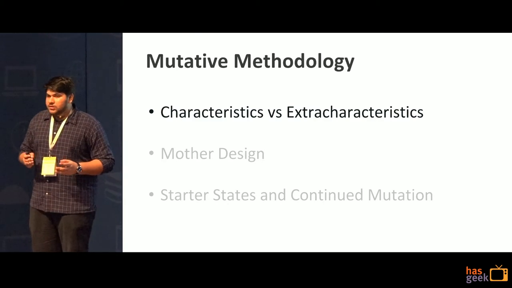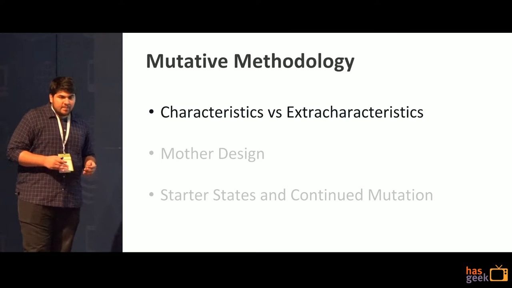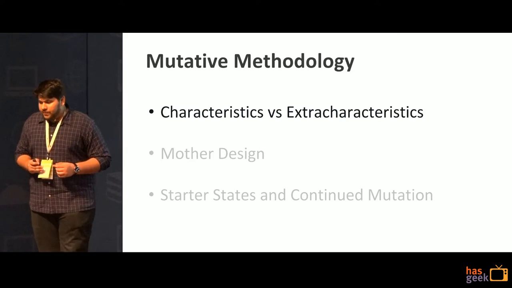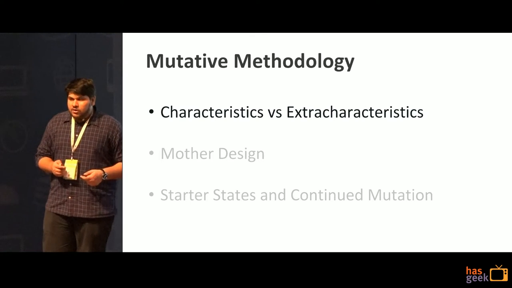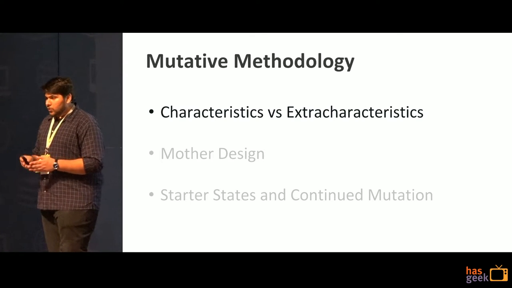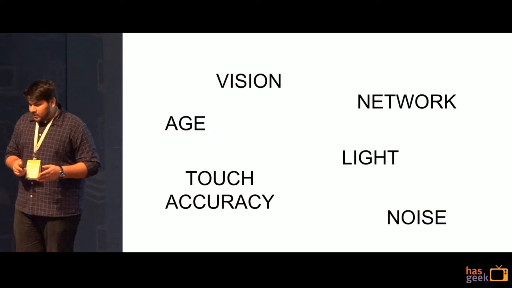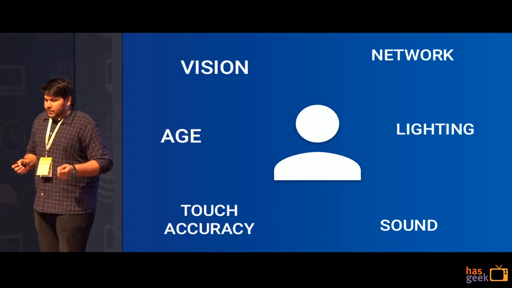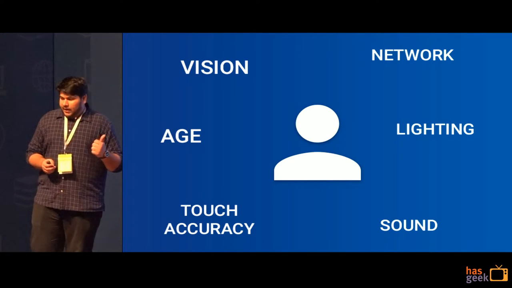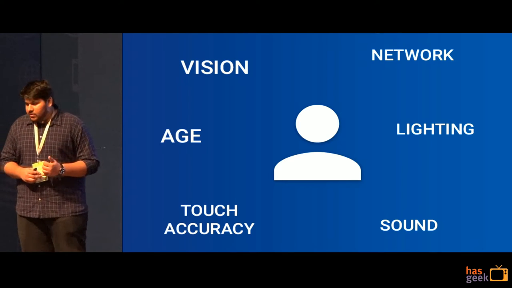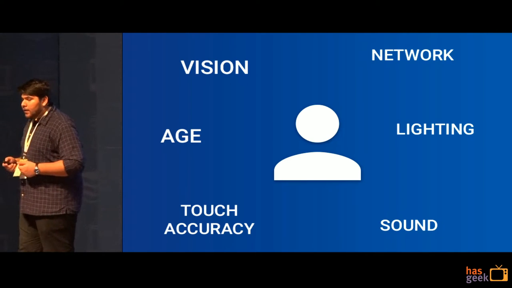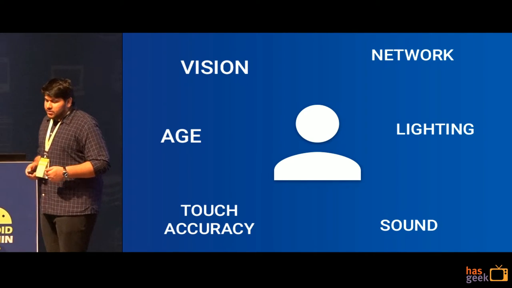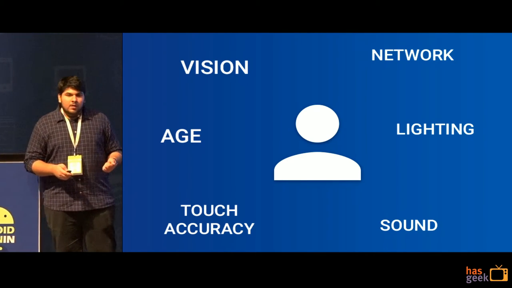Mutative design methodology. Mutative design is broken down into three main parts. The first of them is characteristics versus extra characteristics. Characteristics are things that belong to the user, and extra characteristics are things that belong around the user. So the ones on the left are characteristics like we talked about: vision, age, and touch accuracy. And extra characteristics could be things like data availability, lighting conditions, sound, etc.